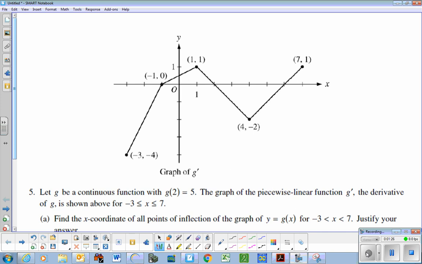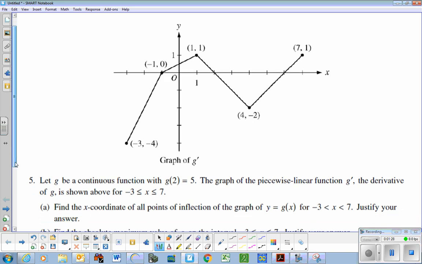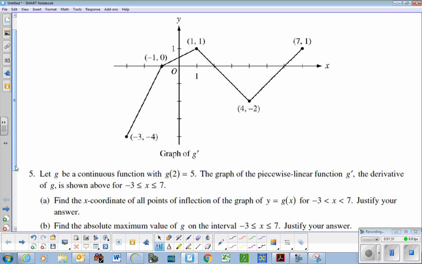So let's look at what the first problem is. Find the x-coordinate of all the points of inflection of the graph of y equals g of x for x equals -3 to x equals 7. Justify your answer. Now, as you can remember, inflection points are something that you find with the second derivative, g double prime, however you want to say it. But we have a graph of g prime. Now, what do we know about a graph of g double prime? The graph of g double prime, the second derivative, is a graph of the slopes of the slopes.